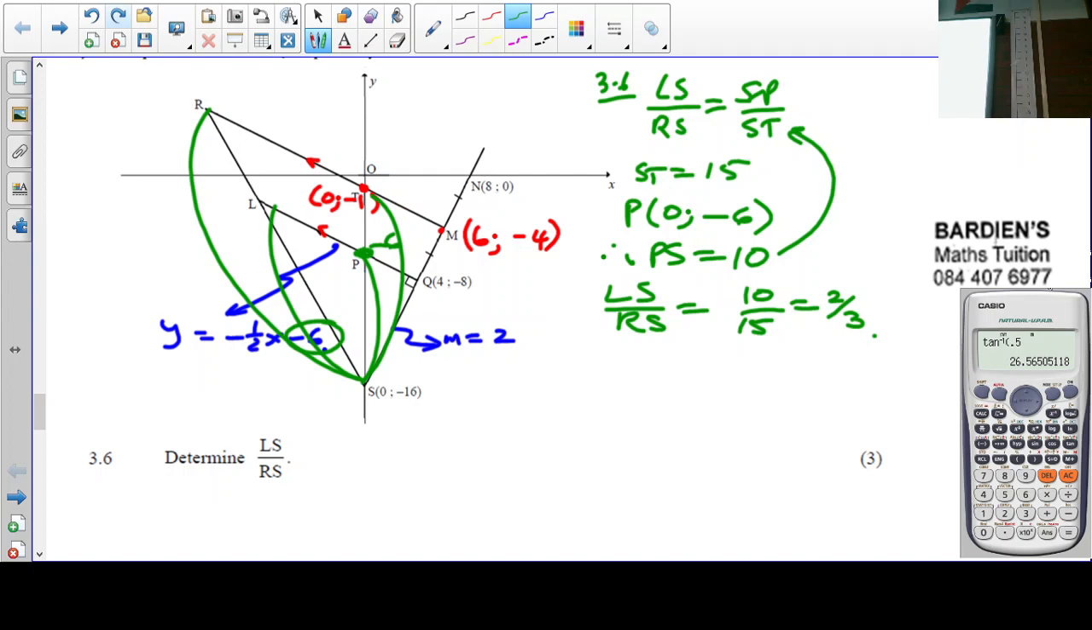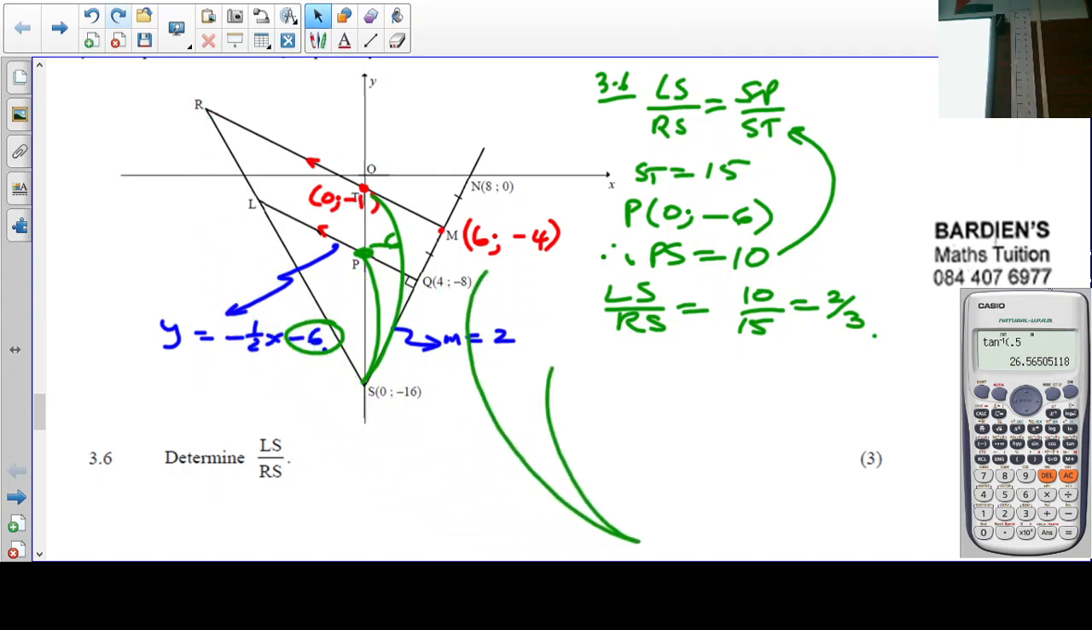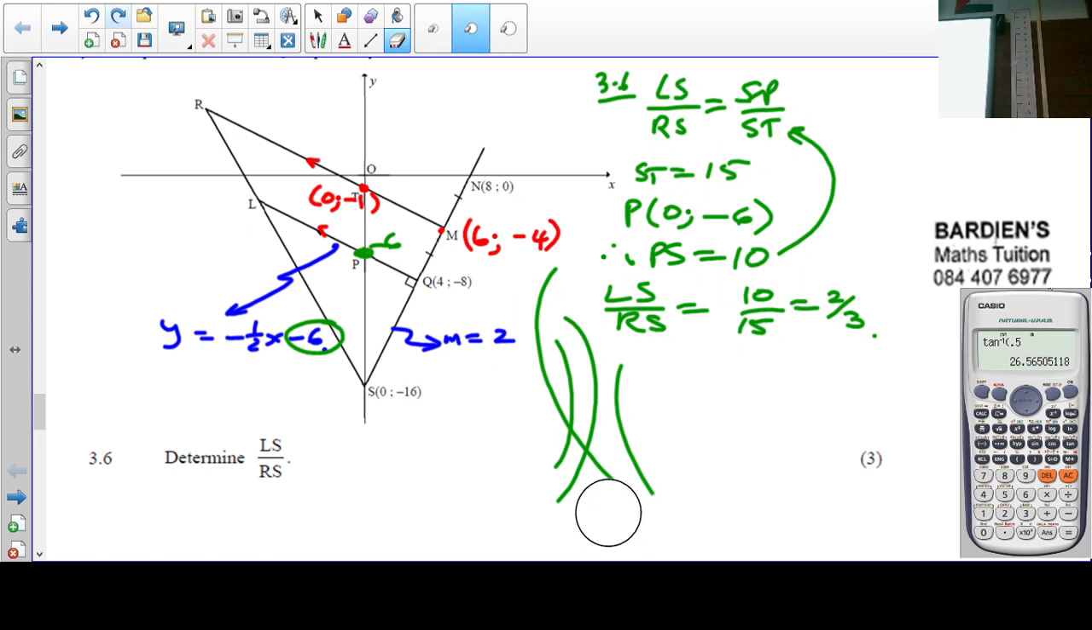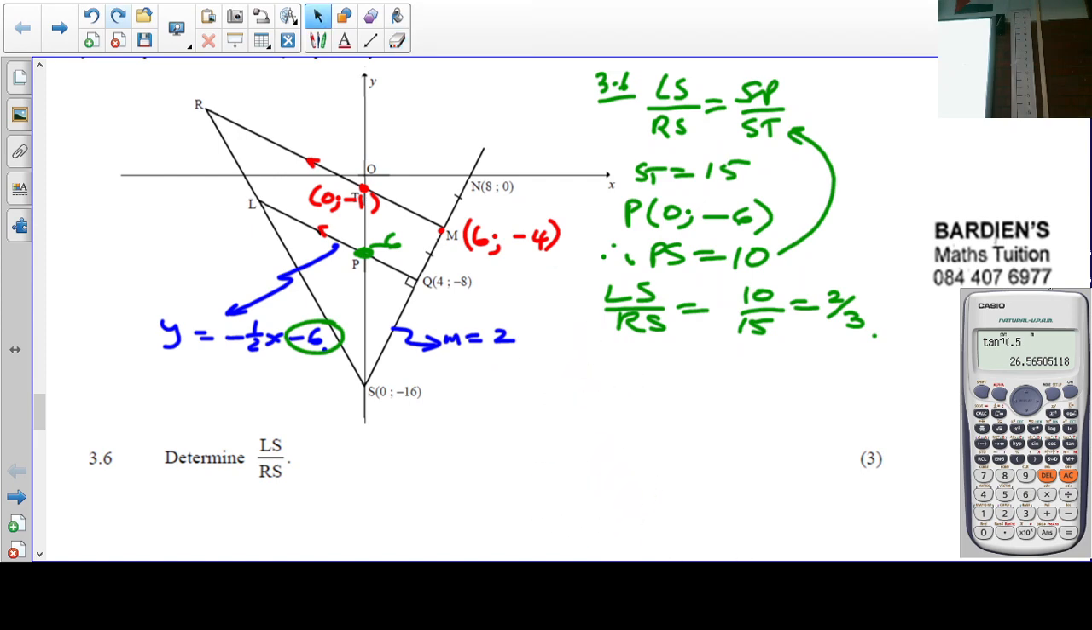Otherwise, as I said, there are many ways of doing that. You could have worked out the distances, I think that was the first sum that I explained, and then gone again with the proportionality theorem.